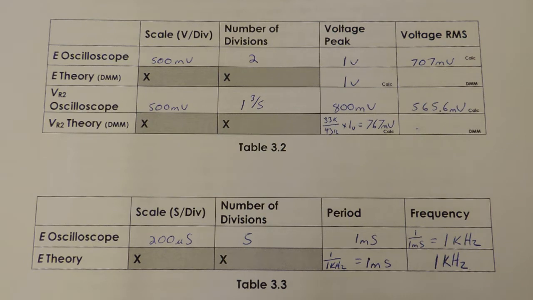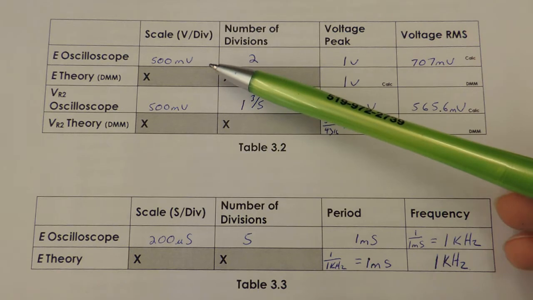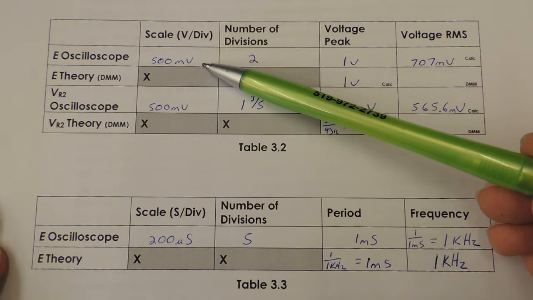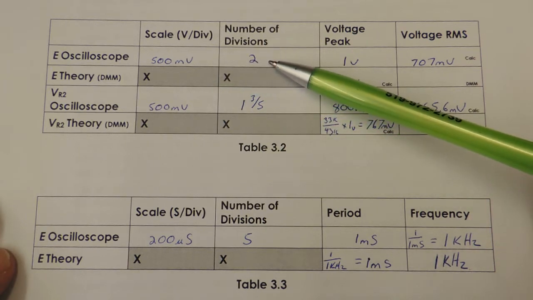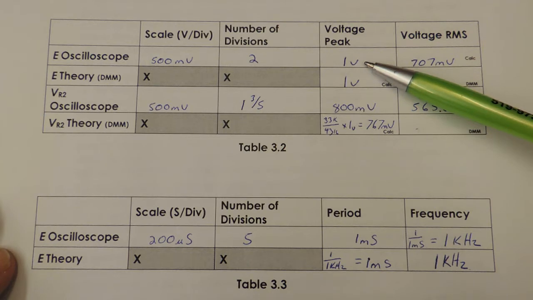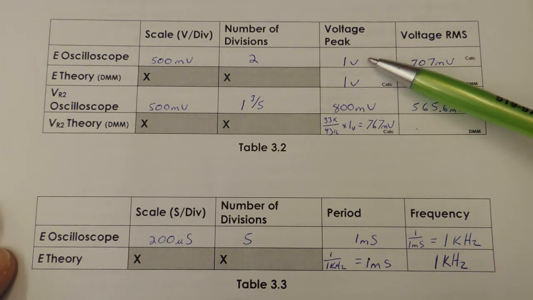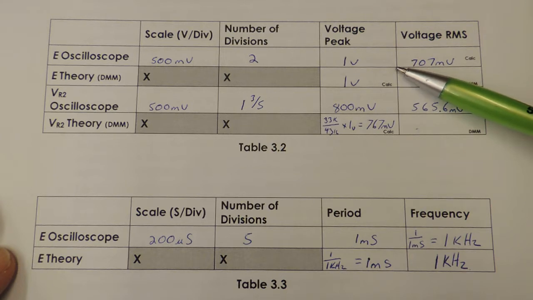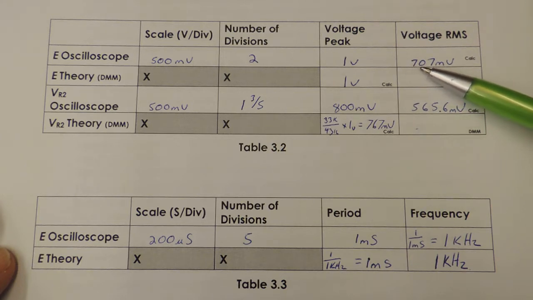Filling in table 3.2 and 3.3, we can see the E, or the applied voltage. On the oscilloscope, we had the setting on channel 1 set to 500 millivolts. The waveform went up 2 divisions, so the peak voltage ends up being 1 volt: 2 times 500 millivolts equals 1 volt. The RMS value is a calculation. To convert from peak to RMS, you just multiply by 0.707, and we end up with the result of 707 millivolts.